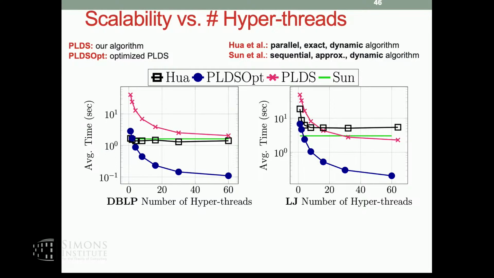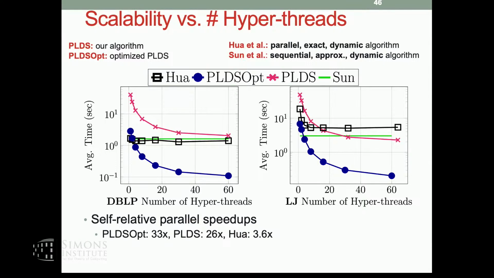Okay, so here are the scalability results. Here we're varying the number of hyperthreads and looking at the average time per batch. PLDS opt and PLDS scale pretty well. Sun is sequential, so it's flat as expected. Hua et al. actually get a little bit of speedups, but not much. And the reason is because exact K-core is hard to parallelize. They have some BFS, DFS process in their implementation, which could have very high span in many cases.